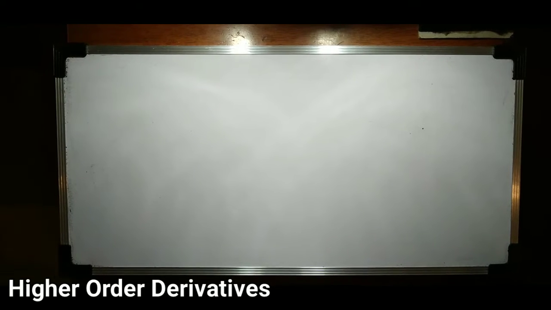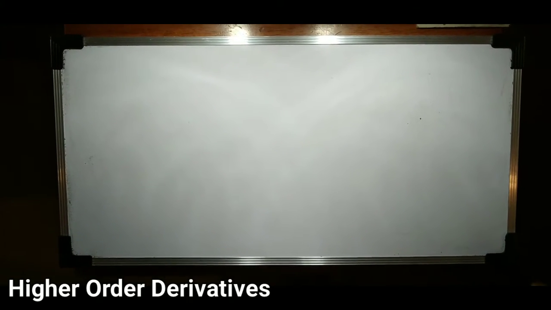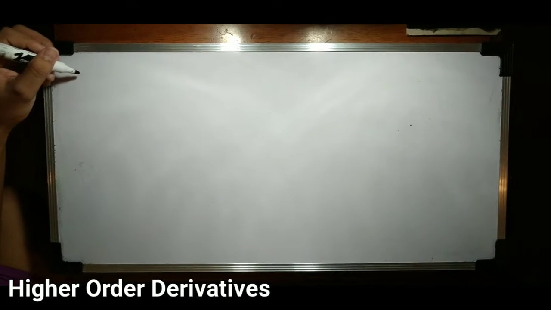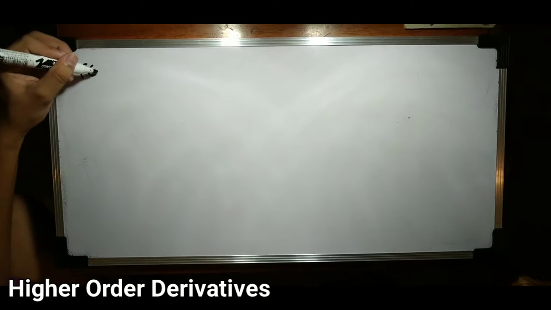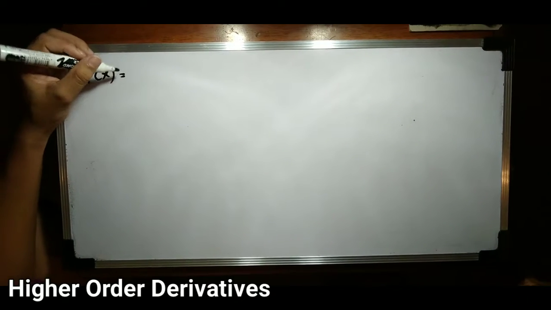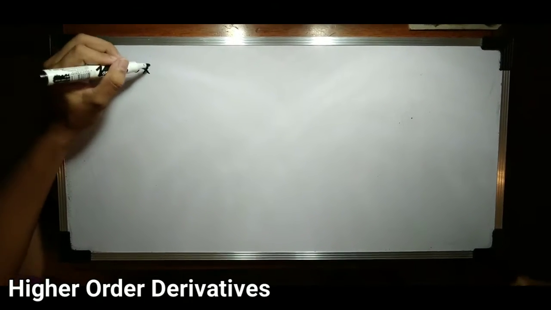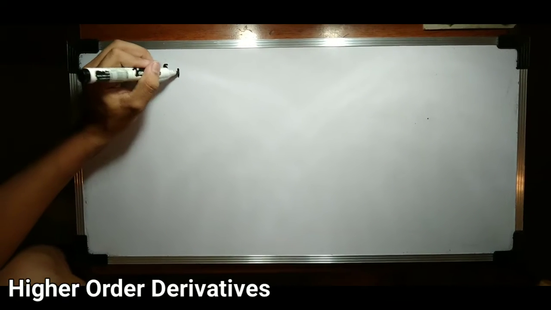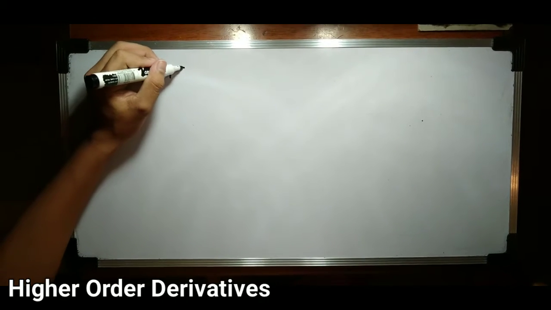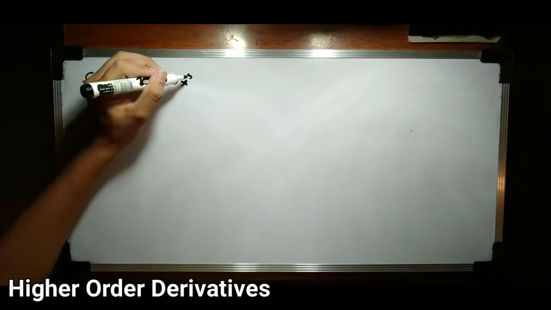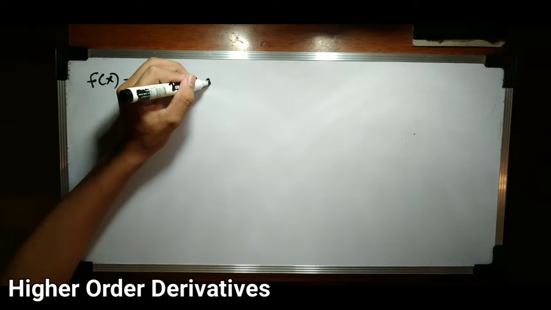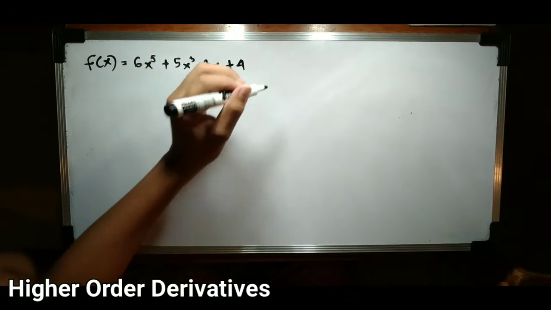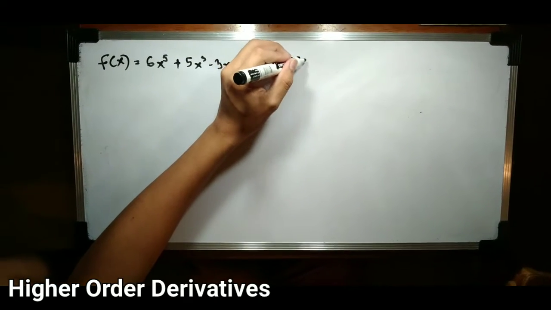So okay, let's now go to higher order derivatives. So for our first example, we have f of x is equal to 6x raised to 5 plus 5x cubed minus 3x plus 4. And we were asked to find the second derivative.